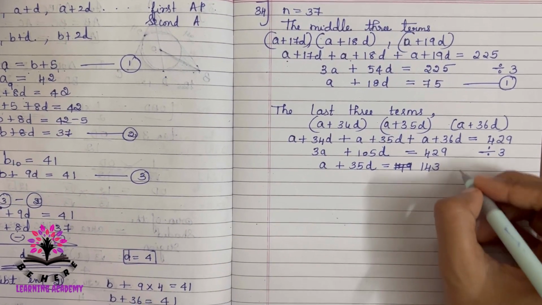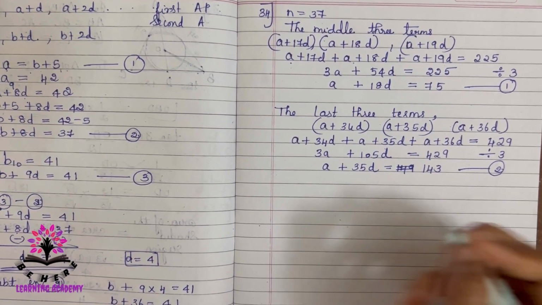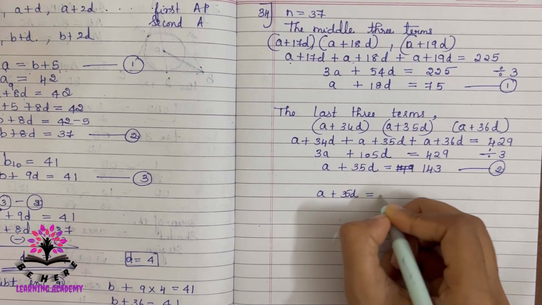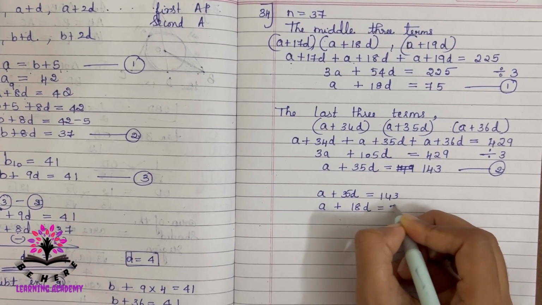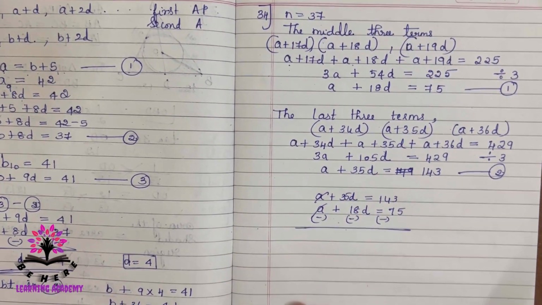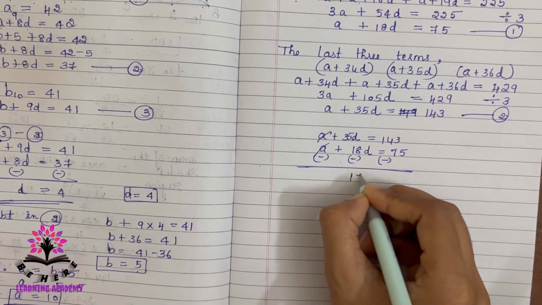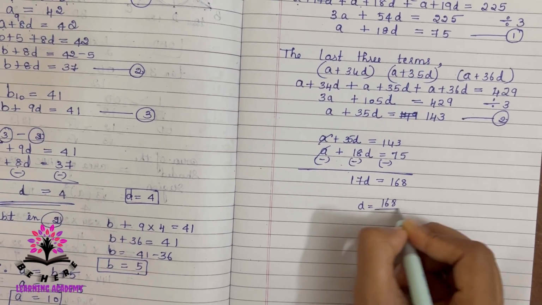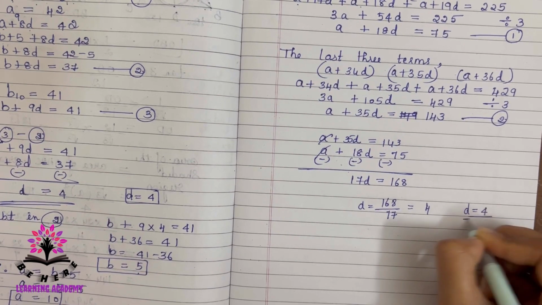Here we'll do the elimination method. A plus 35D is equal to 143, and the other is A plus 18D equal to 75. Change the sign, and the first term cancels. So 35 minus 18 is 17D equal to 168. D is 168 by 17, that is equal to 4. So D is equal to 4.